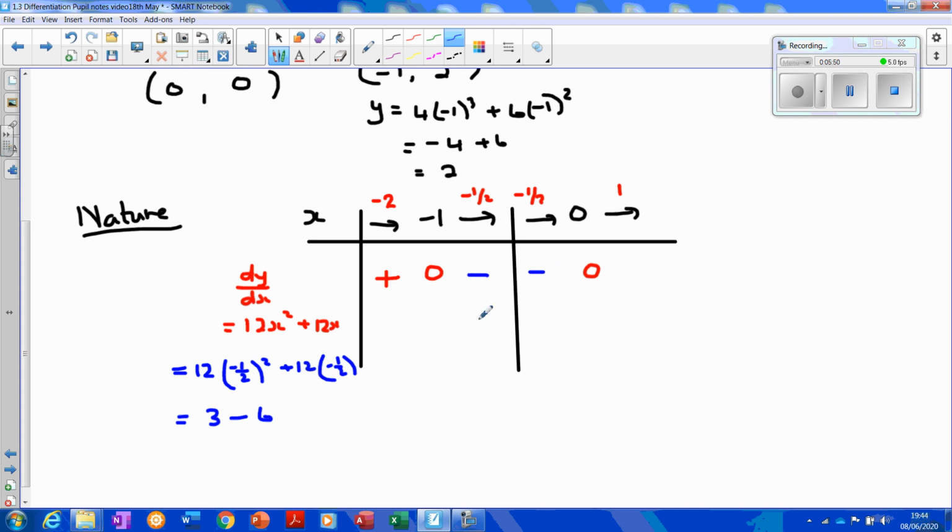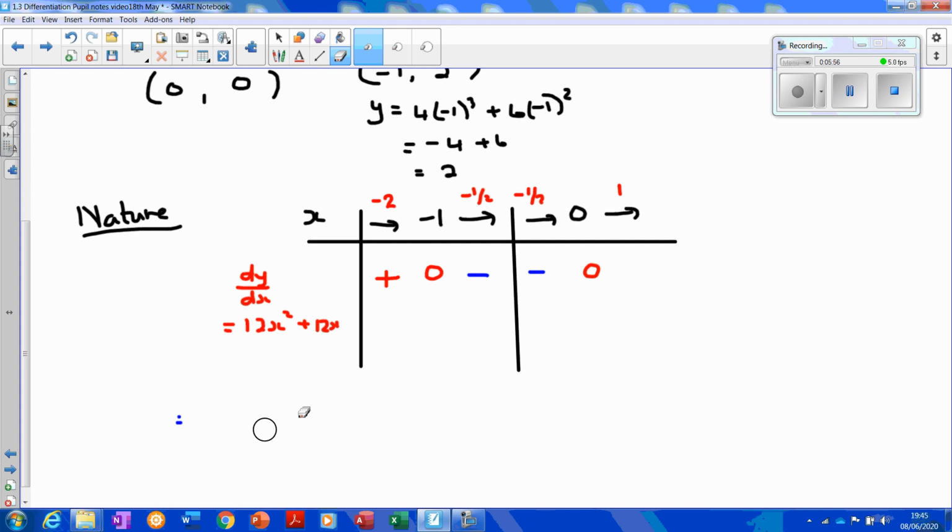Now I want to do the same when x is equal to 1. So dy by dx when x is equal to 1 is 12 times 1 squared plus 12 times 1. That's going to be 12 plus 12, which is 24, so it's positive.